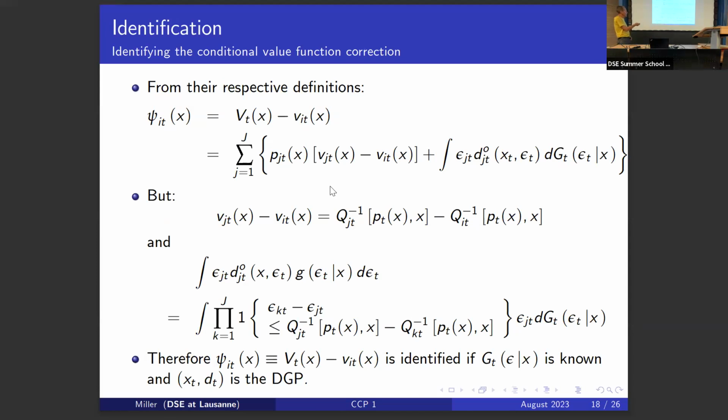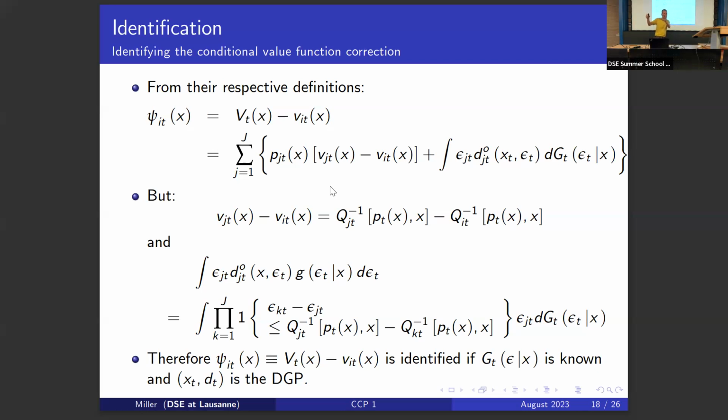So let's go to the value function correction here. That by definition is equal to the difference between the surplus function and the conditional value function. The value function itself is just a weighted average of the conditional value functions plus the epsilons integrated, the right epsilons integrated in their right regions.